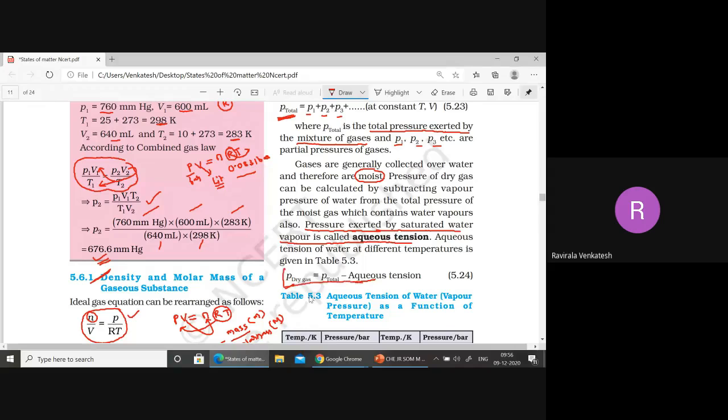So this formula is also very, very important. Total pressure of the gas which is collected over the water minus aqueous tension of water.